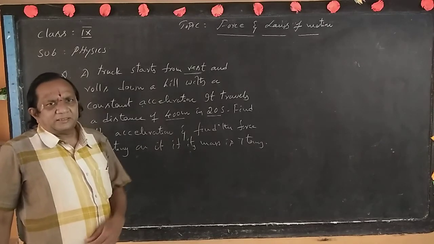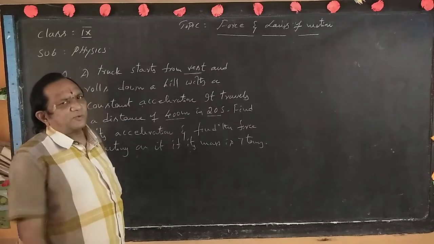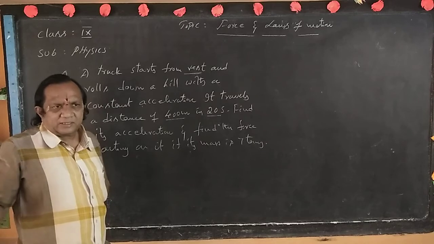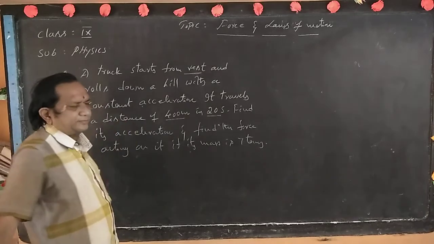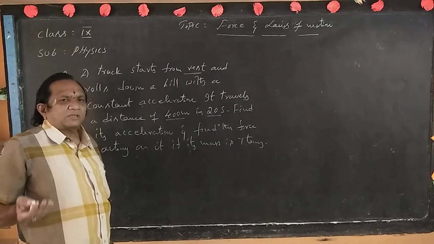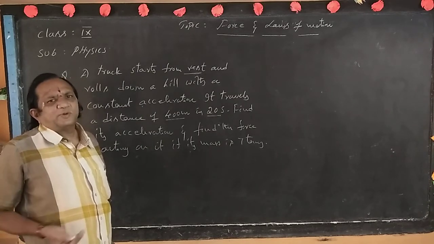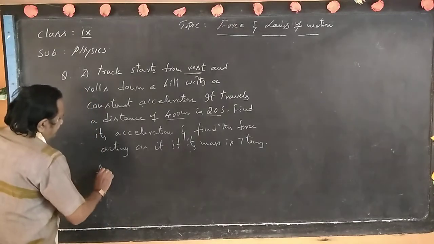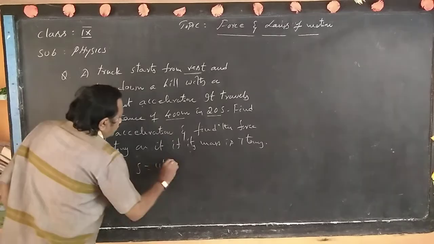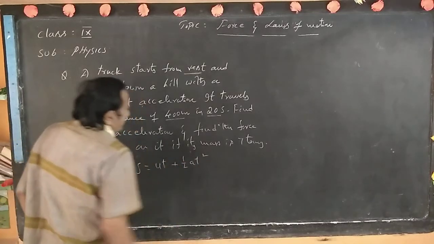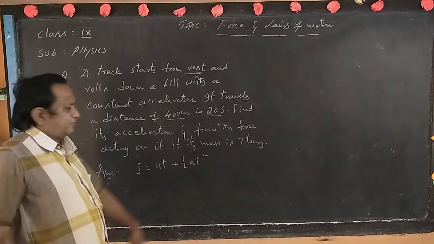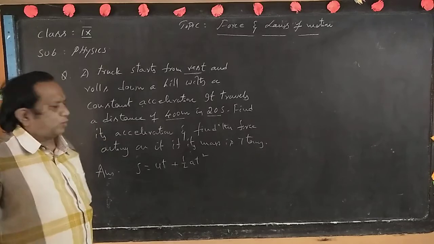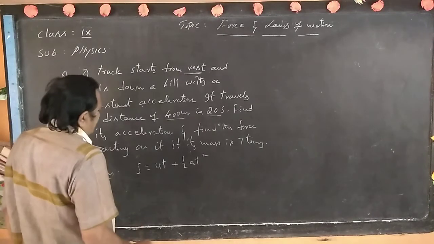What is the equation for that? We have to consider equations of motion also, and not only F is equal to ma, F is equal to m into (v minus u) by t. Depending on which things are given, distances or velocities, we can apply the equations of motion. So here first we can apply the equation s is equal to ut plus half at square. By that, first we calculate the a value, then afterwards we can calculate the F is equal to ma value.